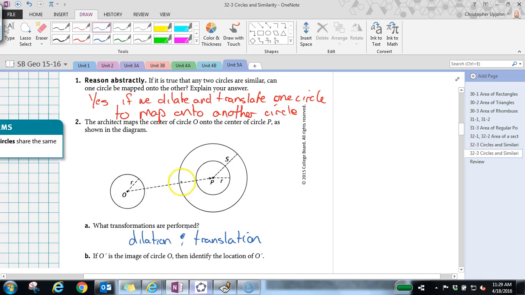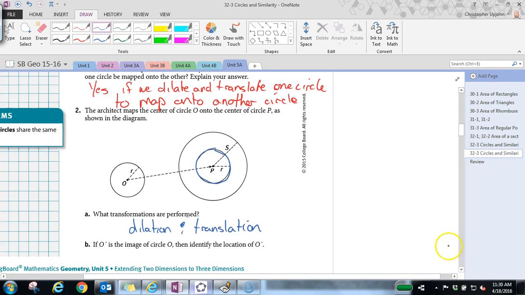So we move this circle over to here. First, I guess we looked at a translation. We moved it here, and then to make it grow to the big one, we did a dilation. And you can do either order. If O prime is the image of circle O, then identify the location of O prime, we'll look at P. So the centers have to match up. That's what's important. The centers match up.